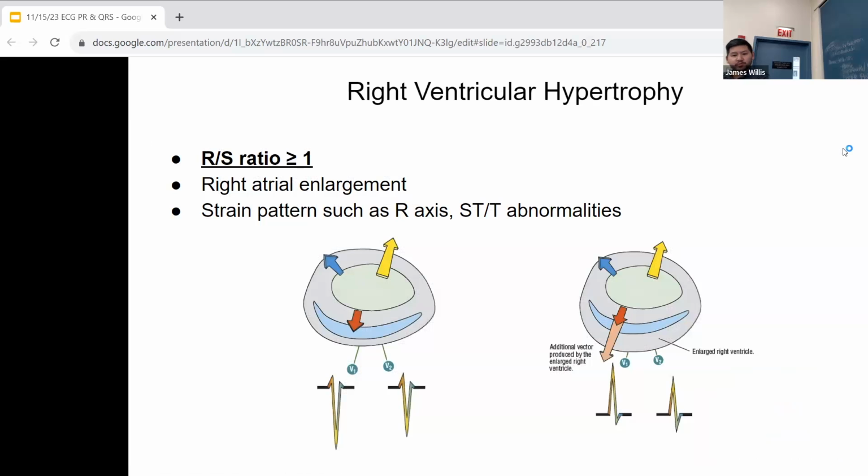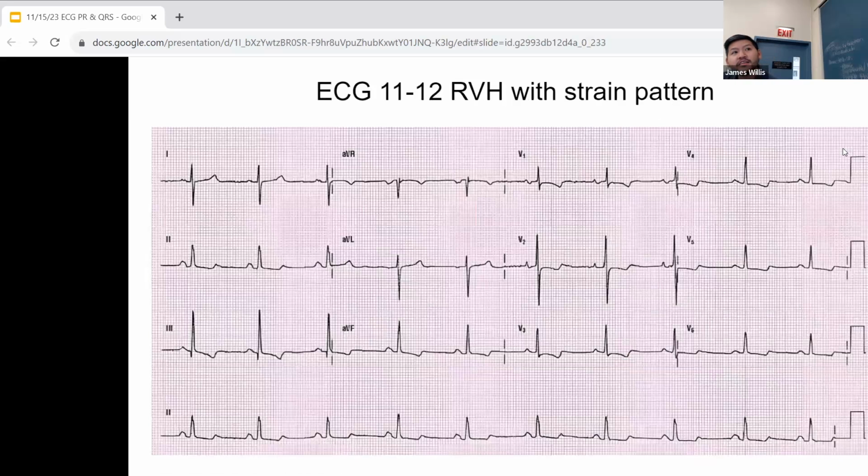Running low on time. Let me see. This is a good example of RVH with strain pattern. You have these ST abnormalities and T-wave inversions in the anterior leads and also in the inferior leads. You see the S1Q3T3 pattern here as well. All right, let's see. So I just want to get to this EKG.